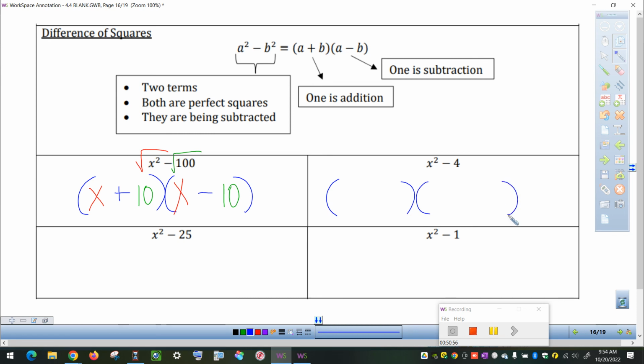Let's look at another one. Let's say you have x squared minus 4. Difference of squares. Two parentheses side by side, one plus and one minus. Square root of the first term is first. Square root of the second term goes second. The square root of 4 is 2.